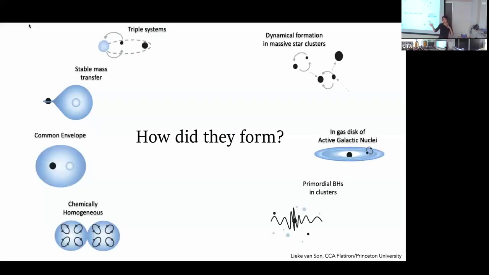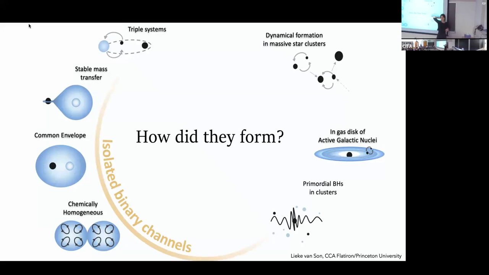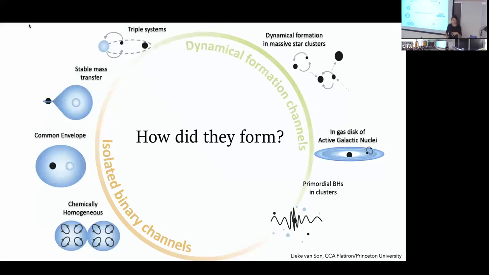This is known as the separation problem, and luckily theorists are very creative, so many different formation channels have been proposed, which in essence all try to address this problem. They all try to say, how do you bring these compact objects close together? Very broadly, you can subdivide them into isolated binary channels, which assume that the stars are born together in a binary pair and get their cores close together through binary interactions like mass transfer or tides, and dynamical formation channels, which assume that you're born in a dynamical environment and you can exchange or get your cores close together through dynamical interactions.